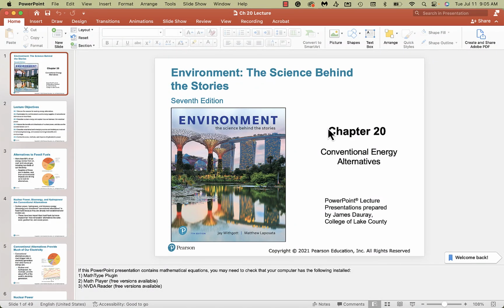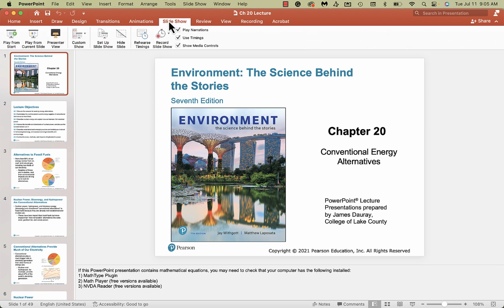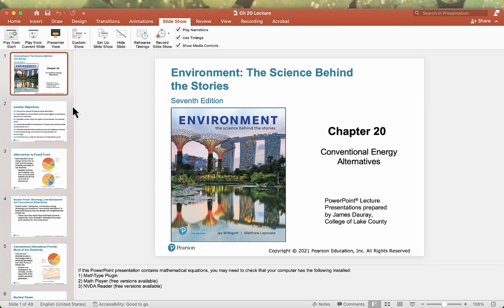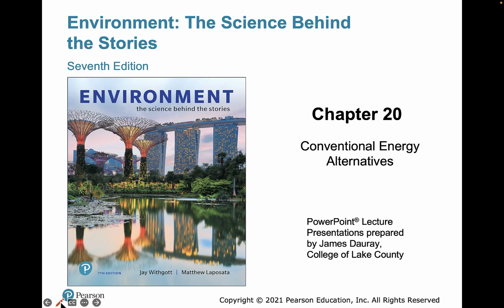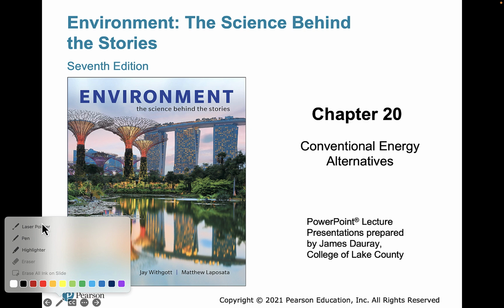So here we are, continuing our trek through Unit 6, which is Energy Resources and Consumption. We have talked about the traditional energy sources that we use, fossil fuels. Now we're going to look at the conventional energy alternatives, and then that'll segue us into the new energy alternatives.